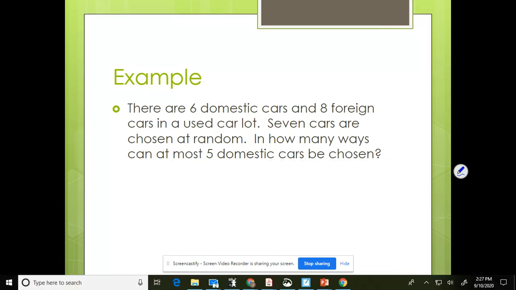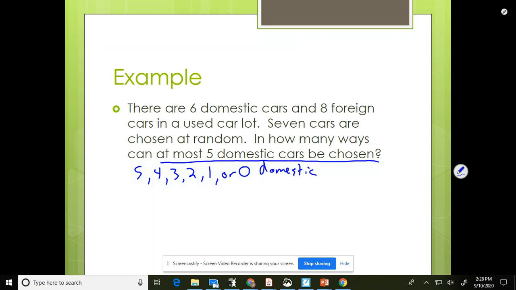Okay, similar situation. I've got 6 domestic, 8 foreign cars, in a used car lot. 7 cars chosen at random. How many ways can at most 5 be chosen? Okay, actually, sorry, it's not a similar question. I forgot about this one. So this one, we need to think about how we want to solve it. At most 5. So that means 5 domestic, or 4, or 3, or 2, or 1, or 0 domestic. That would take a long time to figure out. Okay, I could do it.